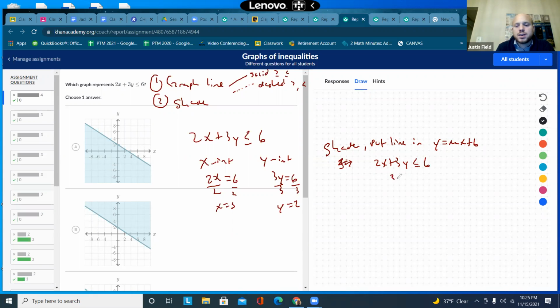Now I'm just going to get my x term over on the other side, and I'm going to divide all the terms by 3. And then that gives me 2.